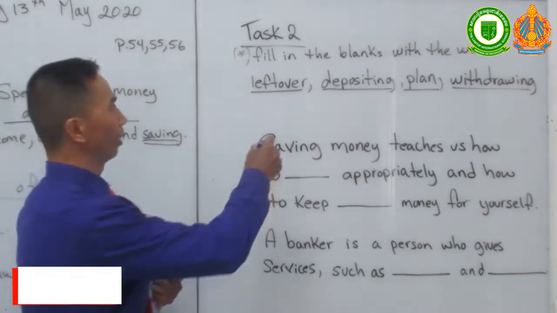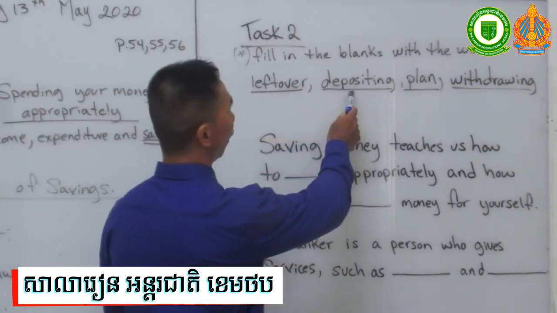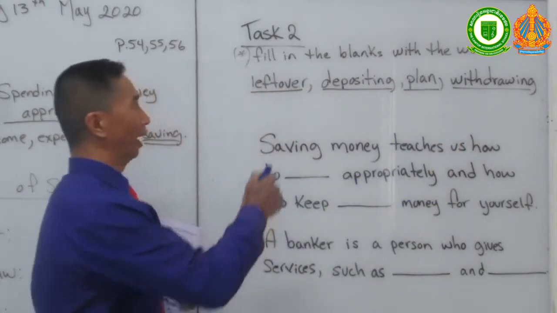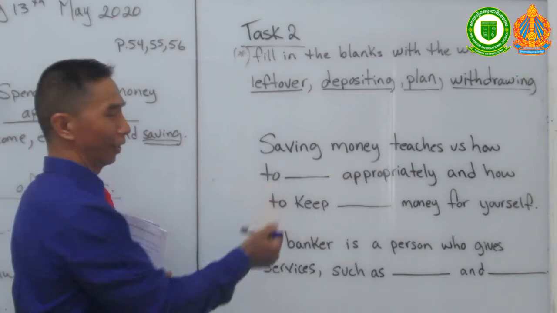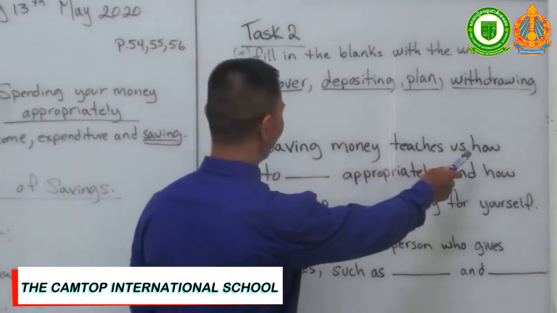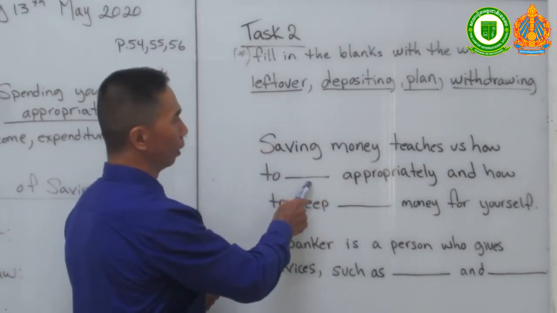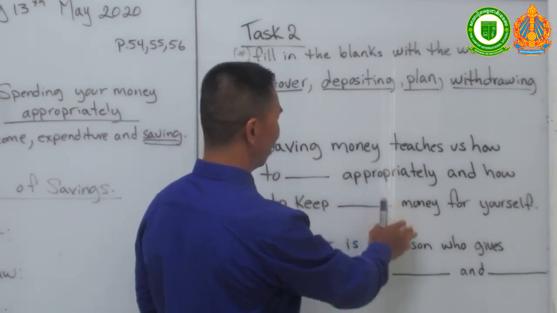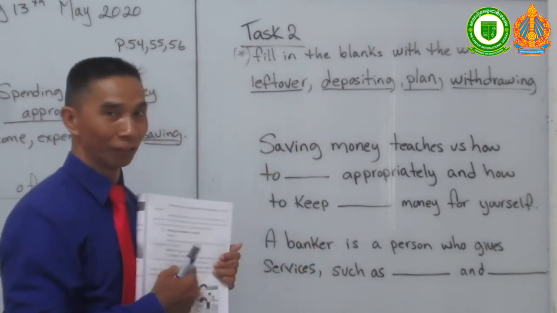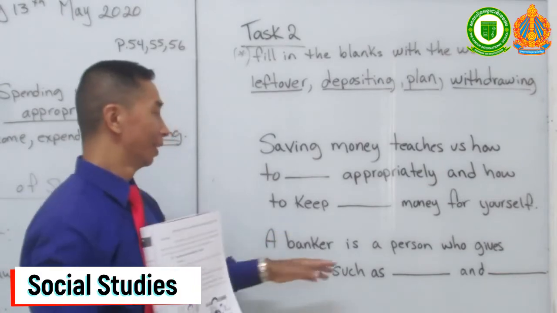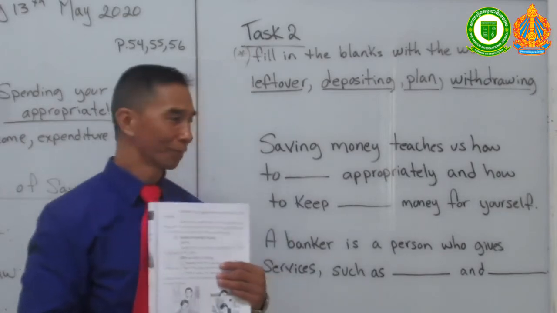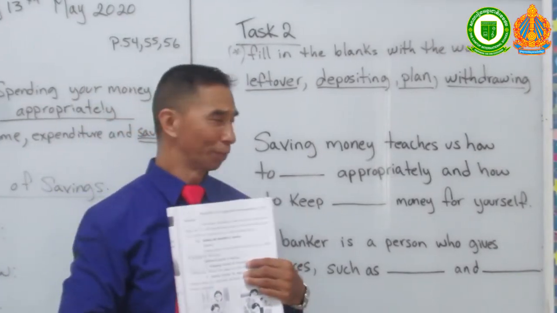For example, the words are leftovers, depositing, plan, and withdrawing. Out of these words, you can take this word and fill in the blanks. I'll read it for you. Saving money teaches us how to blank appropriately and how to blank money for yourself. A banker, as you will read in your text, is a person who gives service such as blank and blank.